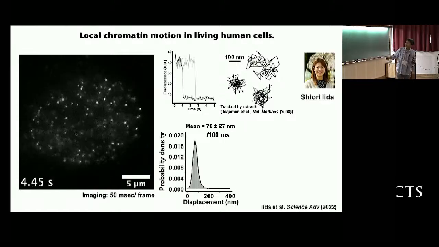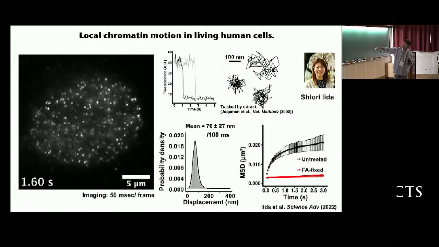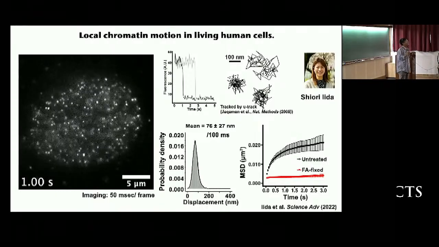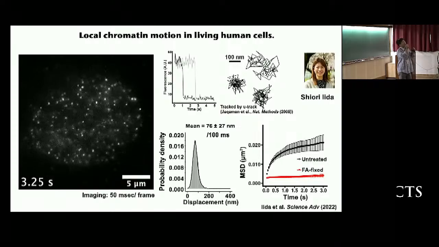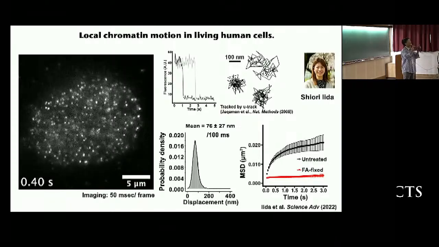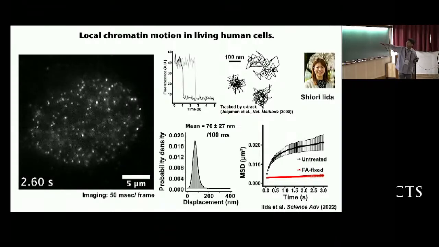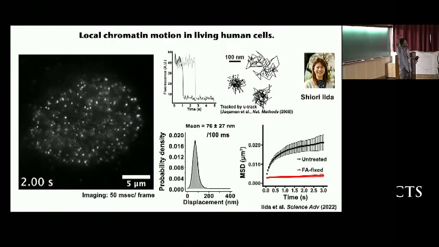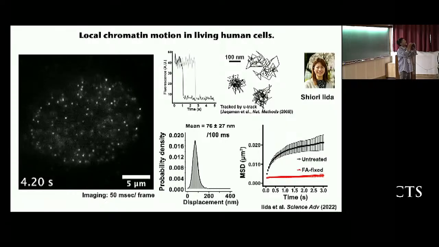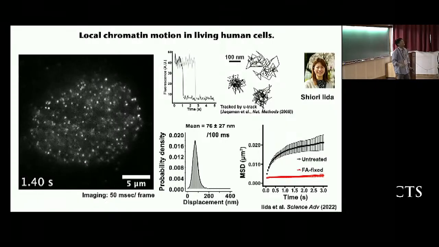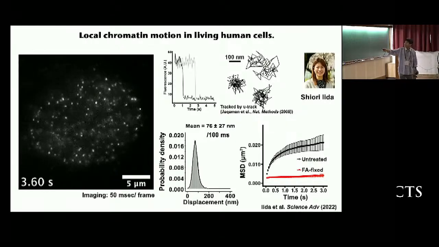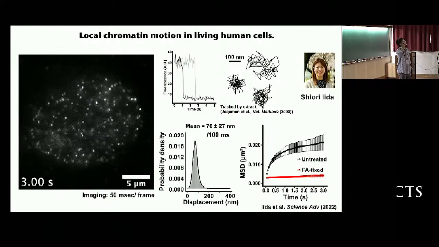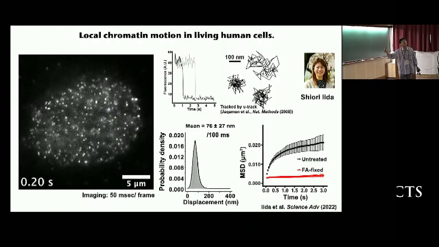We also calculated the mean square displacement, MSD, of the nucleosome. MSD shows how the molecule moves in a certain time. Please look at this black plot. It looks subdiffusive, suggesting the nucleosome is somehow constrained. And when we fix the cell with formaldehyde, cross-linking chromatin, the motion is severely suppressed, like this red plot.